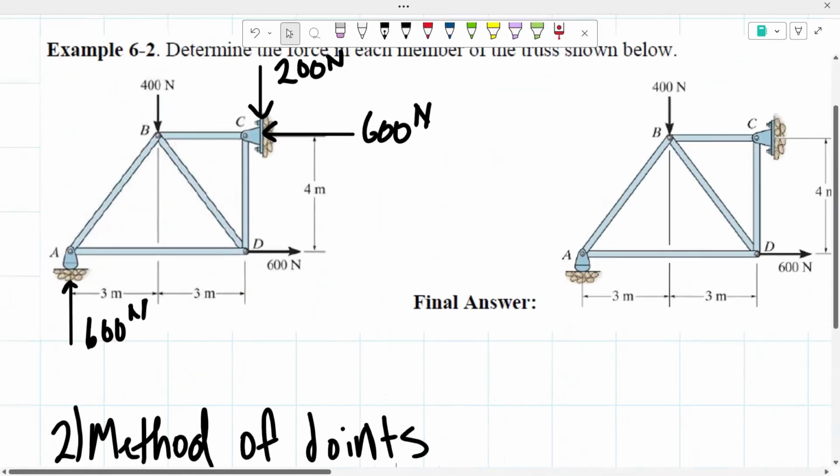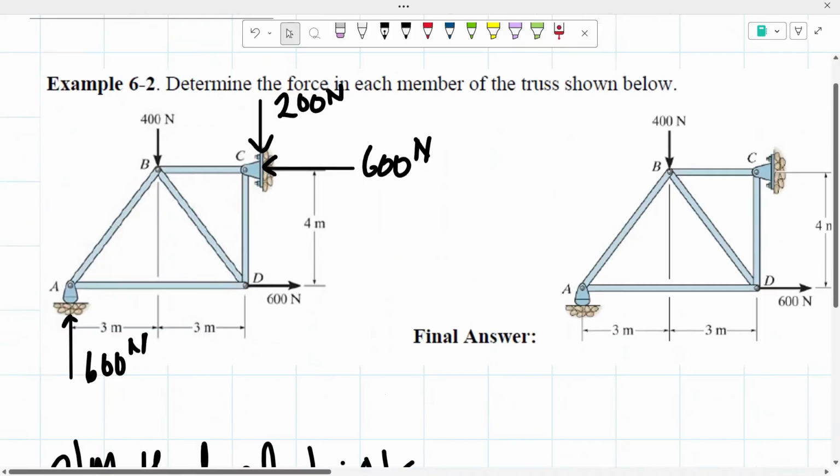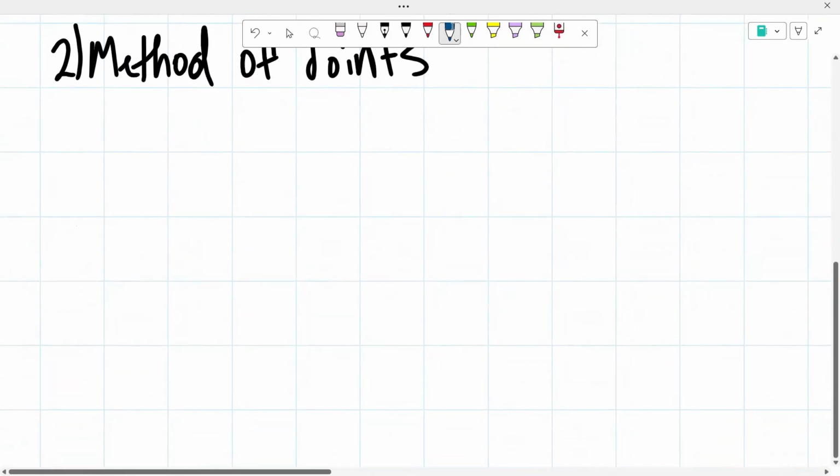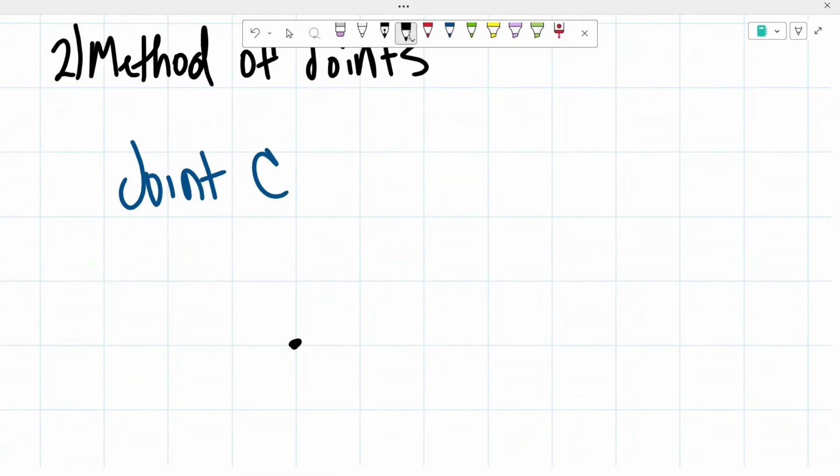Using the method of joints, I'm going to start off by doing joint C, because with joint C, I'll be able to determine the bars BC and CD. So I'm going to start off with joint C. If we were to draw out joint C, we have our joint C.